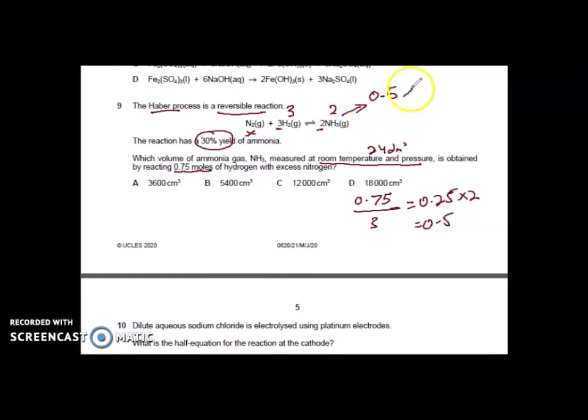Here you have to multiply by 24 to find the volume of ammonia gas, and you'll get 12 dm³. So 1 dm³ is 1000 cm³, so here it will be 12,000 cm³. And then we have to apply this 30%, multiplying with 12,000. So you'll get 3,600. So your answer here is A.